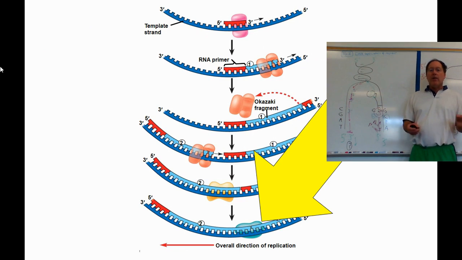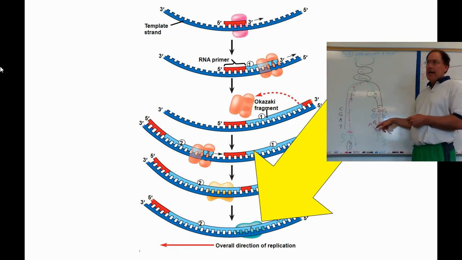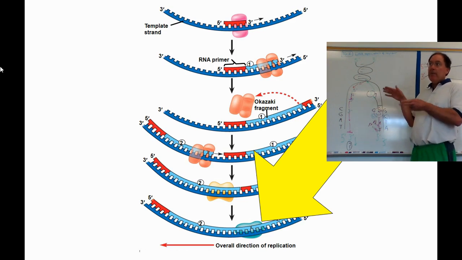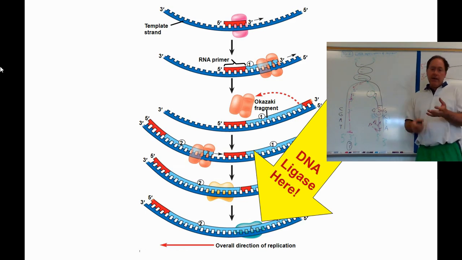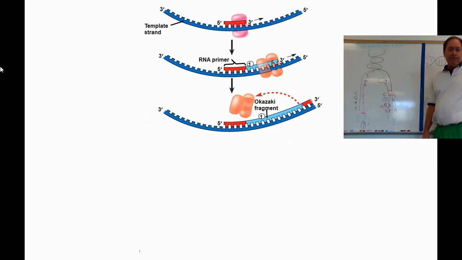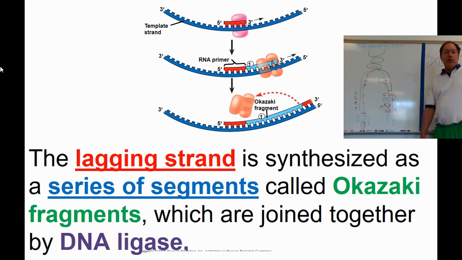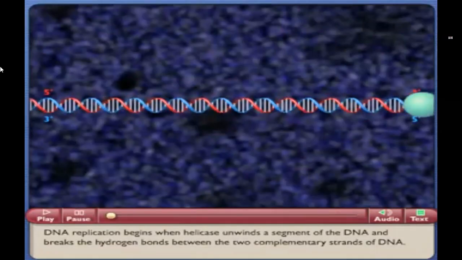And eventually, there's actually like a little gap between where the RNA primer was and then the DNA. So sorry, the RNA primer is going to be replaced with DNA, but then we have to bind that to the other DNA that's already been laid down. And there's a new player here, an enzyme called DNA ligase. It's going to ligate, or marry, two things together. You're going to see that. The lagging strand is synthesized as a series of segments called Okazaki fragments, which are joined together by DNA ligase.